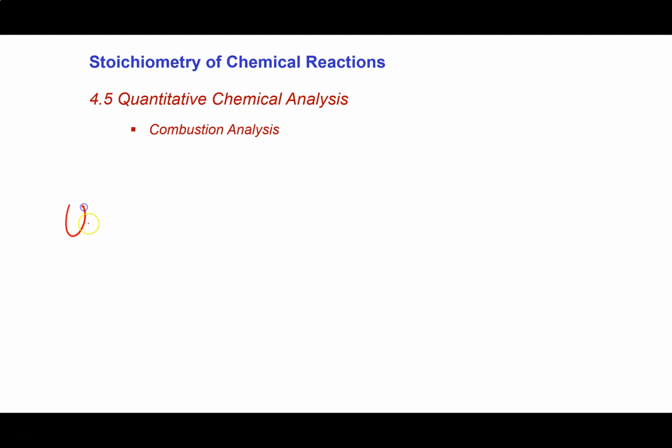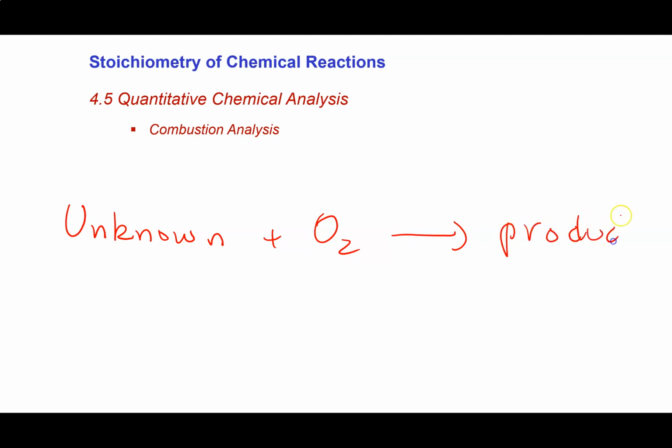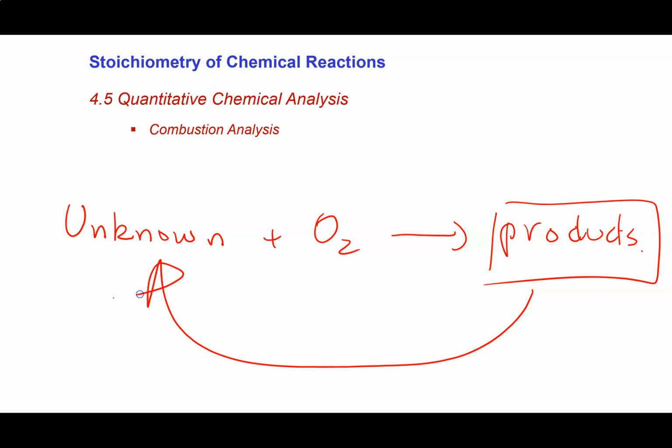So we have an unknown, and we burn it, we react it with oxygen, and we make some products. And we measure the mass of all of the products that are formed, and then we work backwards and figure out what the unknown is. Now, what's important here is that combustion is an example of a redox reaction. We can tell that because any reaction that involves an element is always a redox reaction. So we're using what we've learned about redox reactions and giving it a really practical purpose.